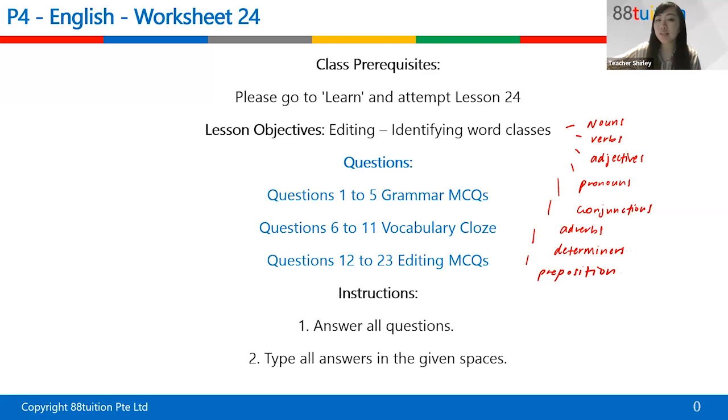Okay, and then why is it important to identify the word classes for your editing? Because when you're doing editing, sometimes you are supposed to change a word from a particular word class to another.